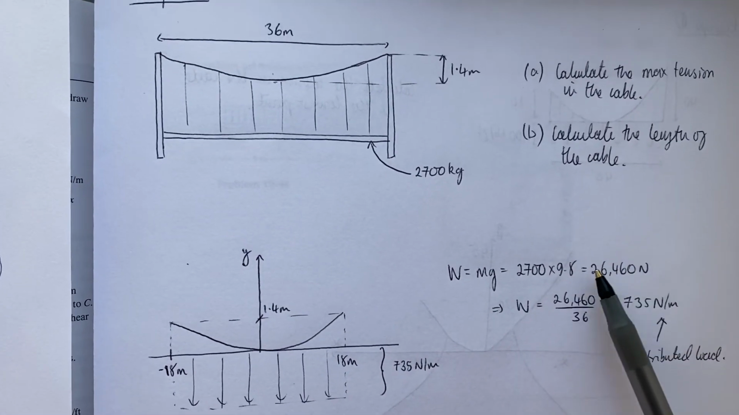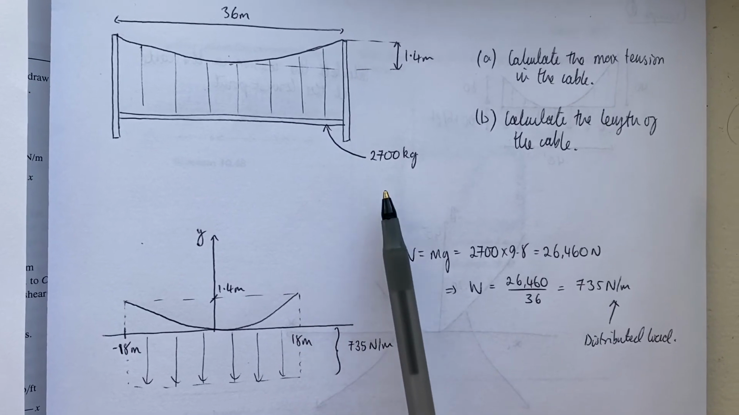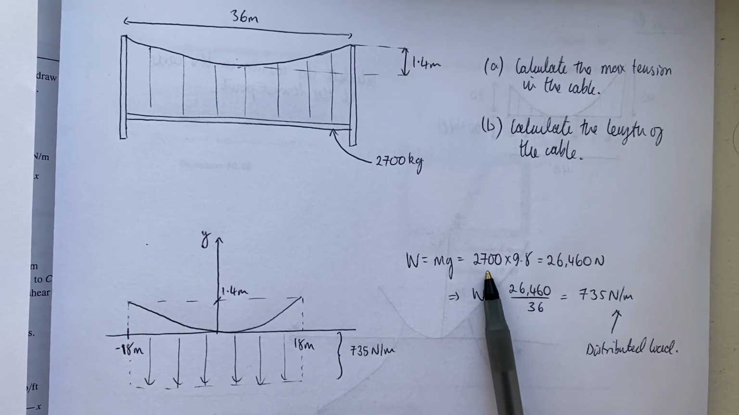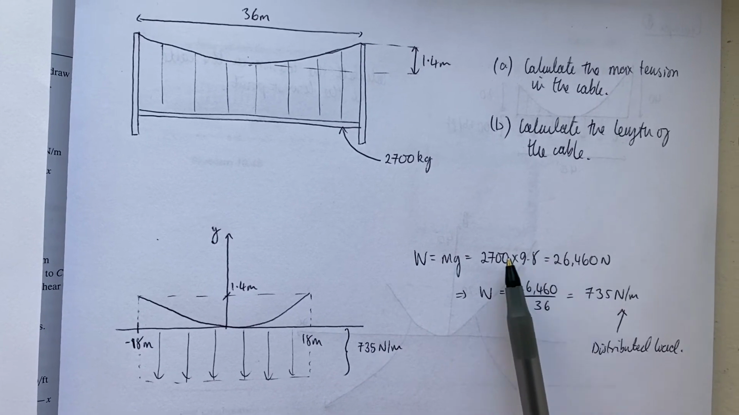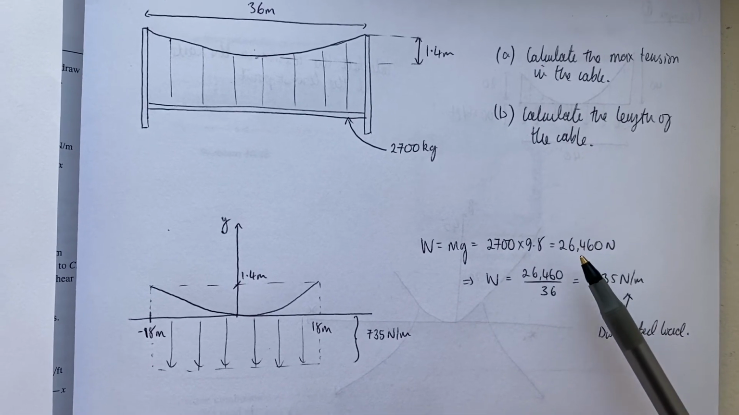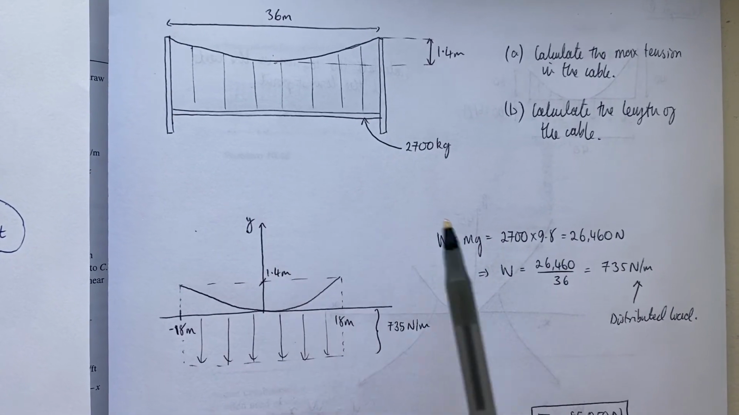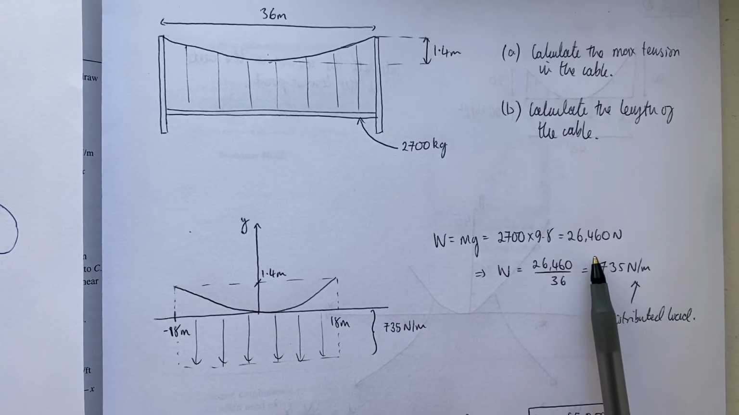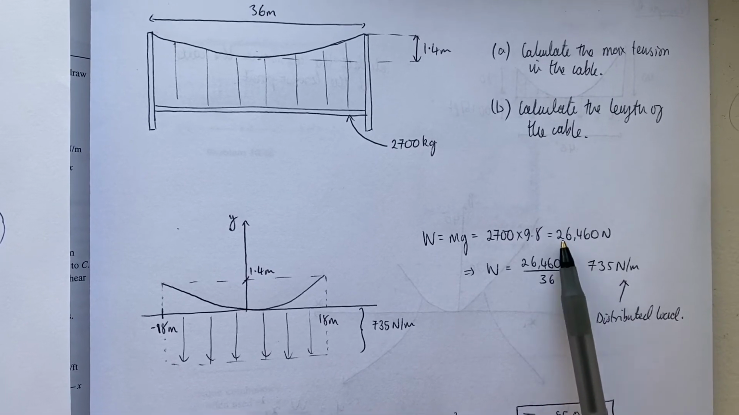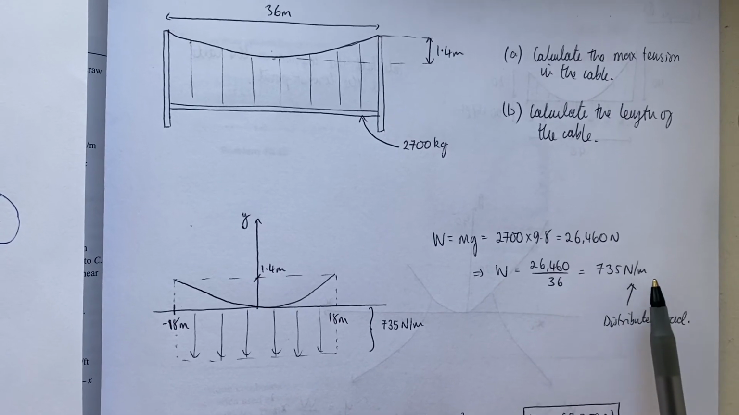So the first part is we need to convert the weight of the bridge into a distributed load. So we're told that it's 2,700 kilos. So we find the magnitude of the weight by multiplying that by the acceleration due to gravity to get 26,460 newtons. And the bridge is 36 meters long, so we can work out per meter what that corresponds to. So we divide this by 36 meters to get 735 newtons per meter, and that gives us our distributed load.